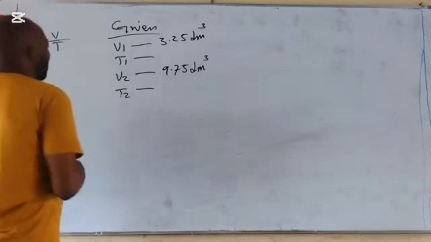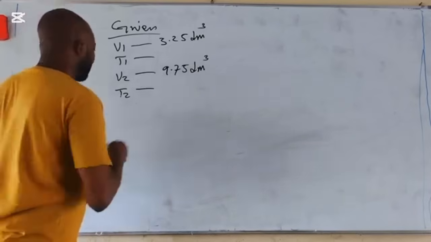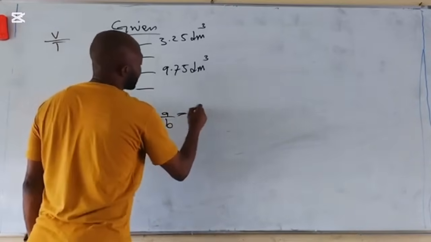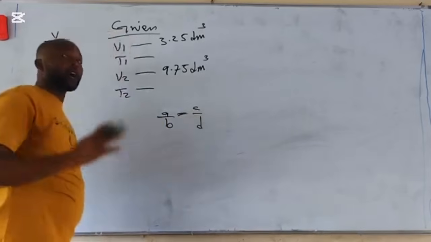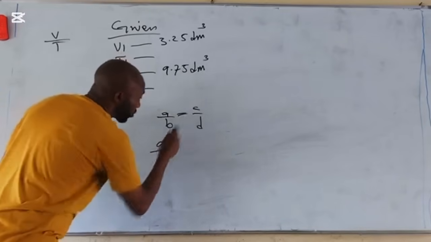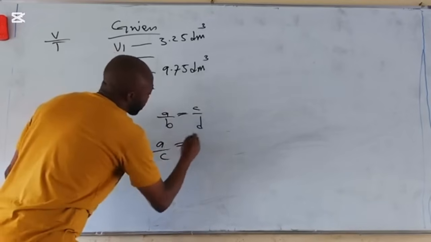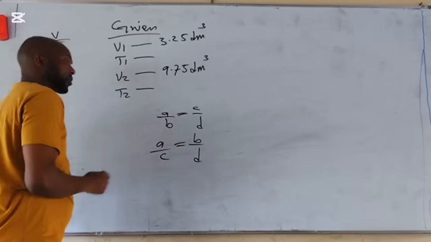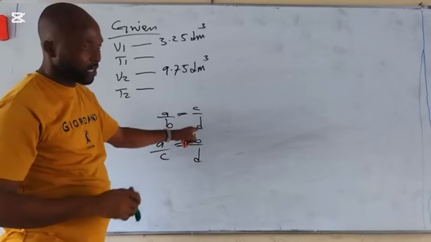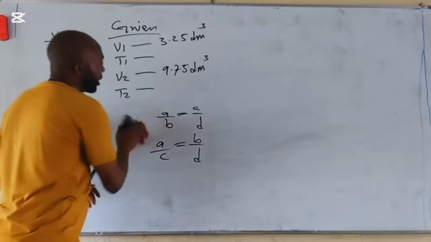Before we get into the business, let me give us a scenario of comparison. If I have A over B is equal to C over D, according to ratio, it means that A over C is equal to B over D. So this over this equals this over this. In ratio it is the same thing. So if this is true, let us compare with what we have.